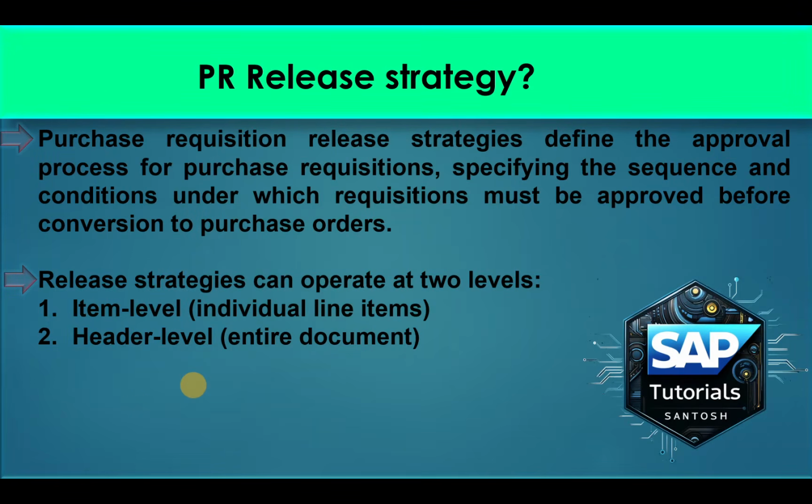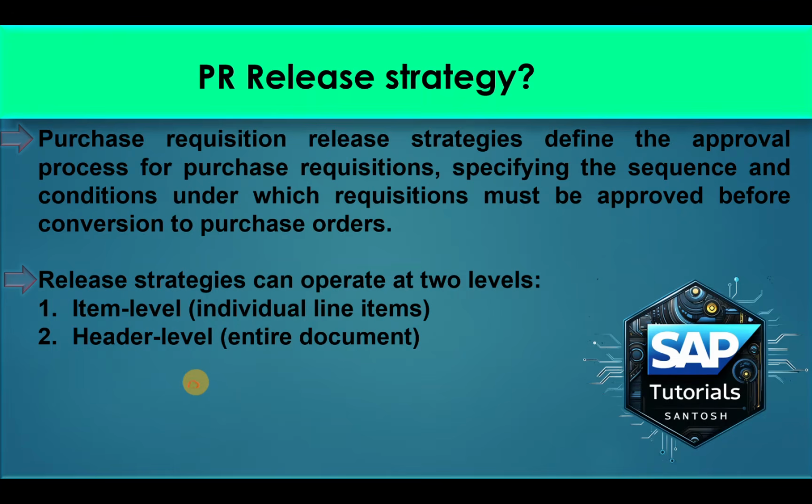First one, PR release strategy. PR release strategy is the approval process for purchase requisitions, specifying the sequence and condition under which a requisition must be approved before conversion to the purchase order. And release strategy can be operated at two levels for PRs. One is item level, that is individual line items, and the second one is header level, that is for the entire document.